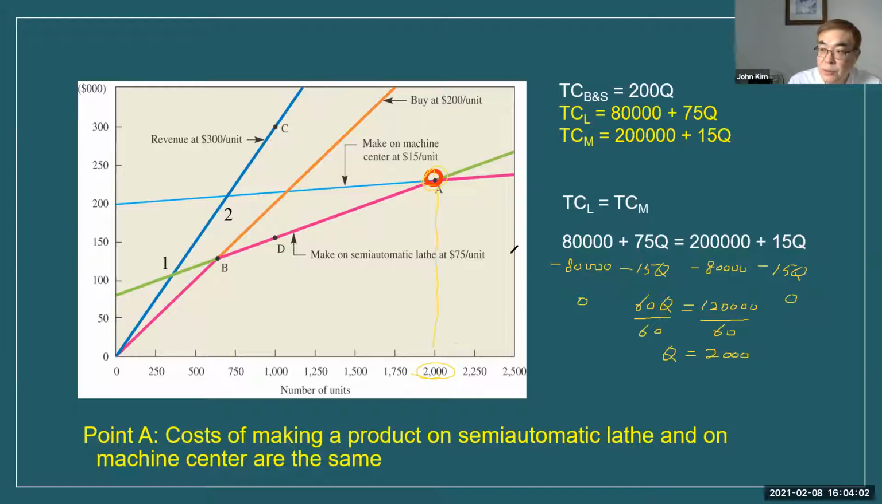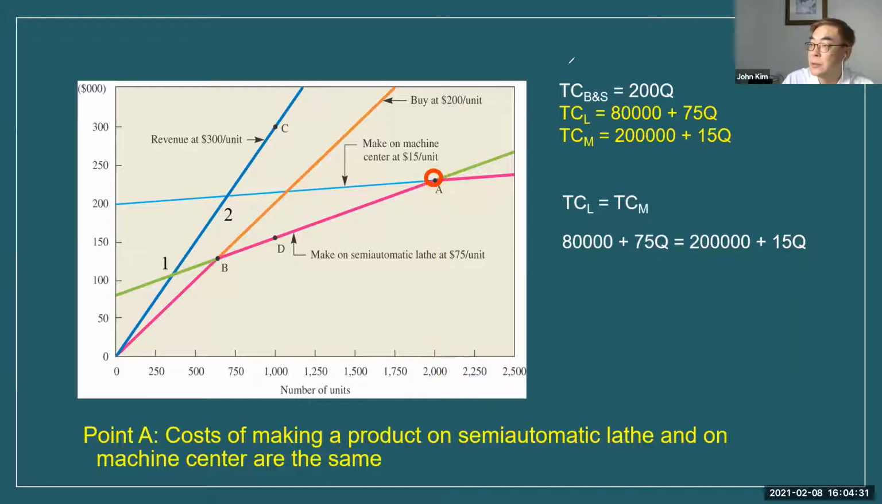Do you have a question about this calculation? Okay. Can I go next slide? Okay. Clear. And go next.